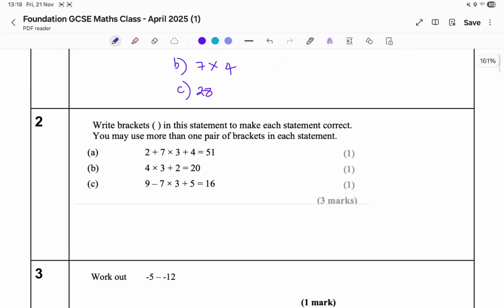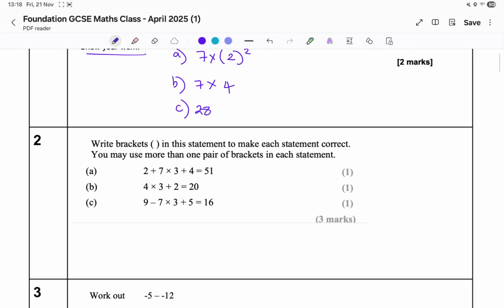Moving on, write brackets in this statement to make each statement correct. So again, it's to do with BIDMAS. It's a bit of a guessing game, but these questions come up quite frequently. So we need to make each of the statements true. So I'm going to add a bracket here first. So let's see how that makes sense.